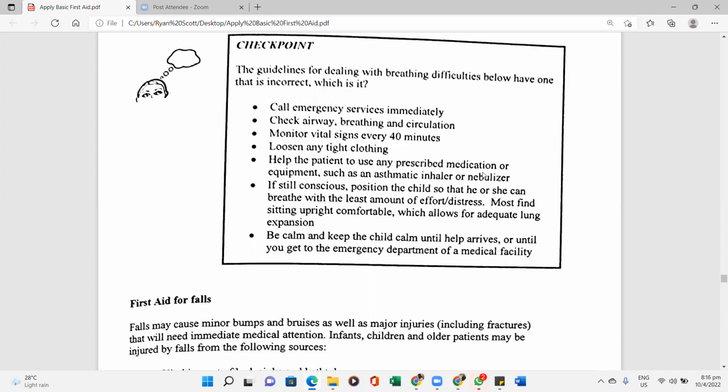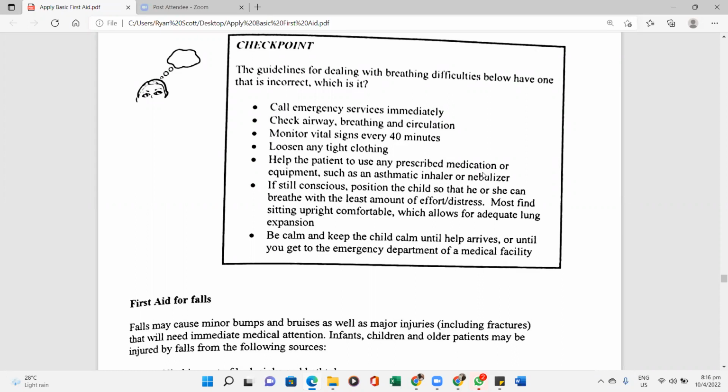Loosen tight fitting clothing. Help the patient to use any prescribed medication or equipment such as asthmatic inhalers and nebulizer. If still conscious, position the child so that he or she can breathe with the least amount of effort or distress. Most find sitting upright comfortable, which allows for adequate lung expansion. Be calm and keep the child calm until help arrives or until you get to the emergency department of a medical facility.